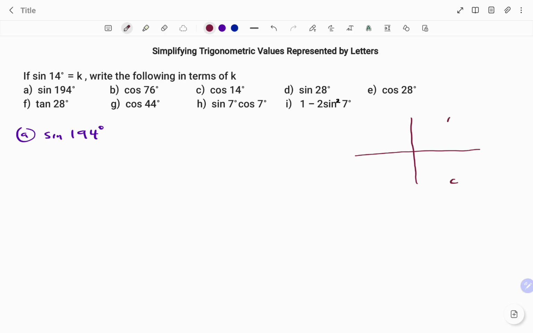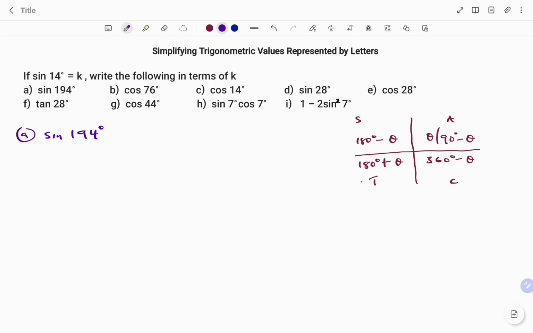I have C, A, S, T. In the first quadrant I have theta or 90 degrees minus theta. Second quadrant, that's 180 minus theta. Third quadrant, 180 plus theta. And in the last quadrant, I have 360 minus theta. If you look at sine 194, that falls in the third quadrant.